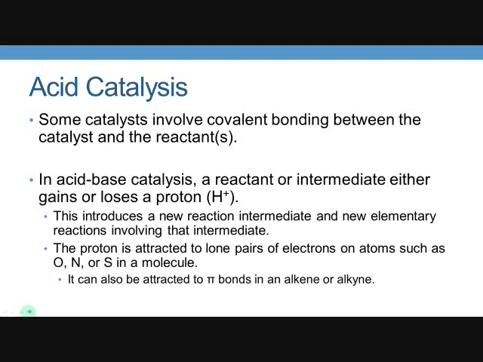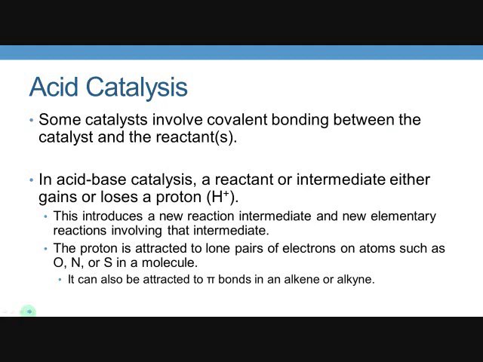Some catalysts involve covalent bonding between the catalyst and reactants. When we have an acid-base catalyst, the reactant or intermediate either gains or loses a proton, which is a hydrogen ion, H+. This introduces a new reaction intermediate and new elementary reactions involving that intermediate. The proton is attracted to lone pairs of electrons on atoms like oxygens, nitrogens, or sulfurs in a molecule. It can also be attracted to pi bonds in alkane or alkene molecules as well.